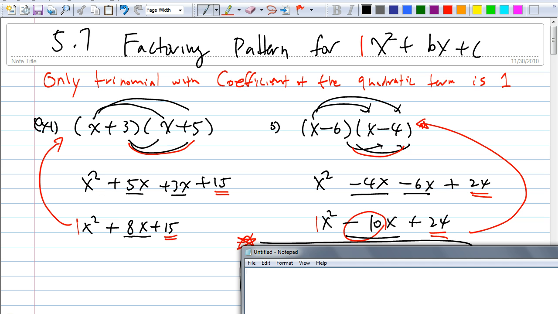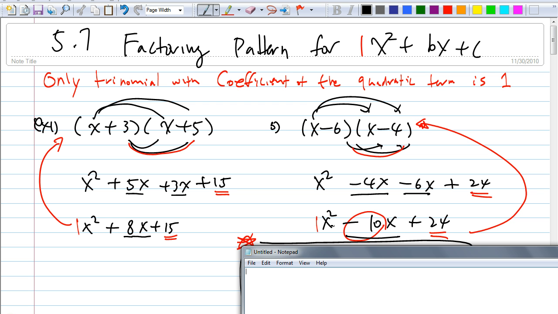Now, if I gave you this trinomial, would you be able to tell me that this was x plus 3 times x minus 5? If I gave you this trinomial, would you be able to tell me that this is x minus 6 times x minus 4? That's what we're trying to work on. So let's see if you see any pattern. First of all, notice the coefficients of the x squares. They're both 1. How do we get x squared?